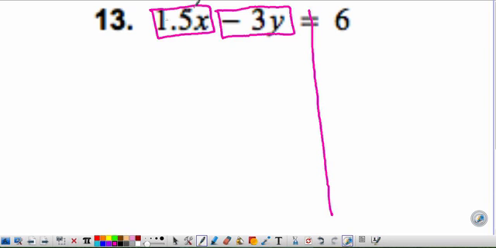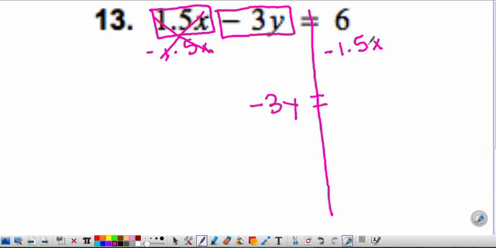Deal with the term that does not contain the y first. So let's deal with this 1.5x. This is a positive 1.5x, so we have to do the inverse of that, which is minus 1.5x. If I were not moving this x, then I'd be dividing by 1.5. But because I'm taking the x with me, I got to do the inverse of the whole thing. 1.5x minus 1.5x is 0. And so that's how I've just got a negative 3y equals.